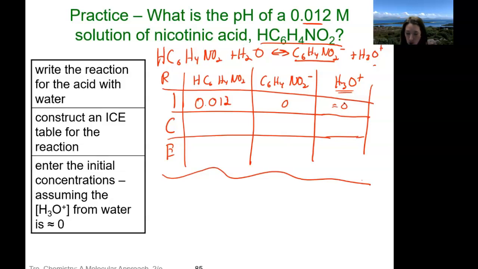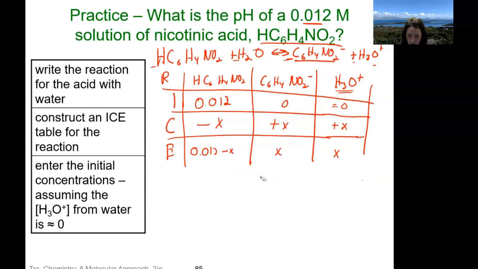So this has to go forwards because there's no products. That means that this has to go down, this has to go up, this has to go up. They're all 1s. It's a really nice thing about acids. They always lose one hydrogen, so they're always ones. Love that part. So this is going to be 0.012 minus x, x. So we put this in here.